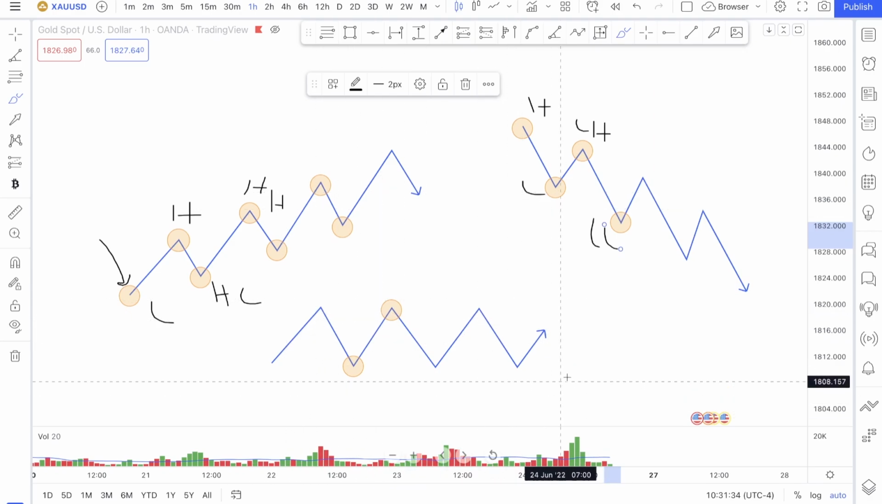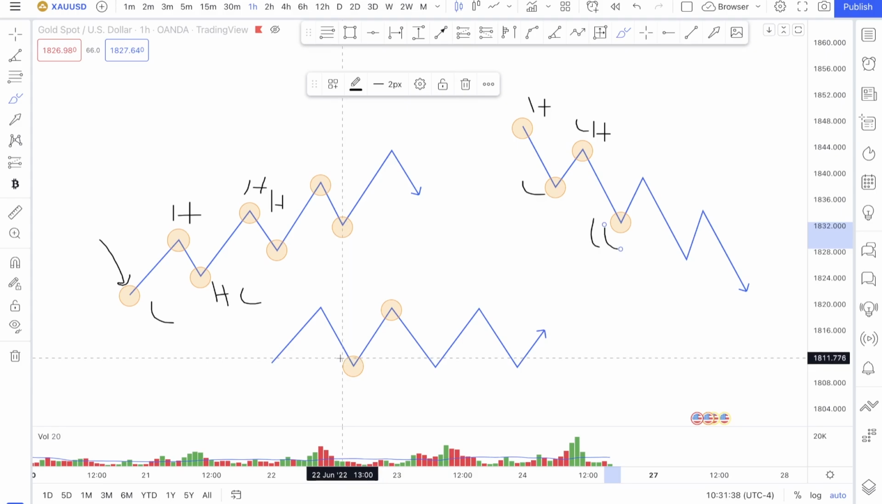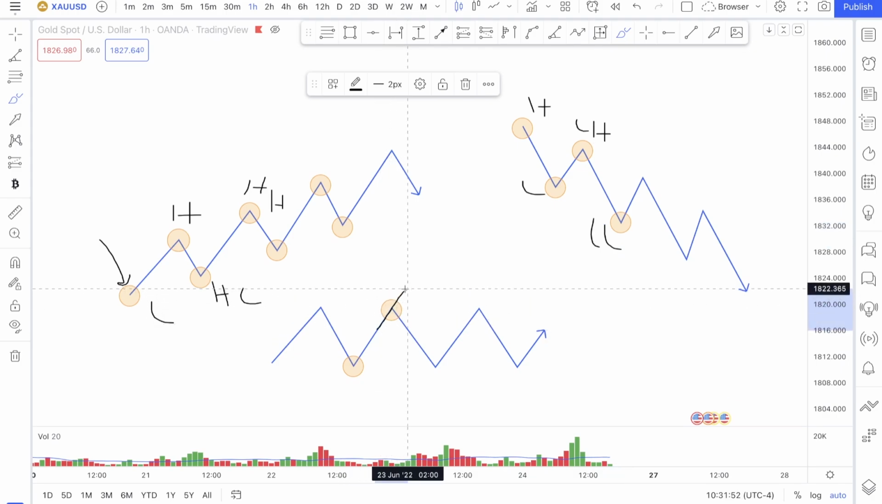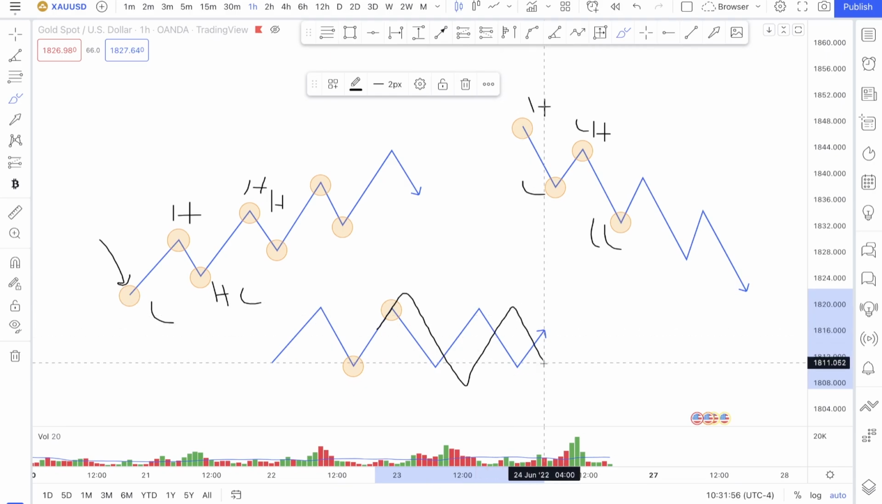Last but not least, the ranging market, the sideways market. It's an area where the price basically bounces between 2 levels, between the upside and the downside, creating equal swing points, almost equal swing points in a perfect world. Sometimes the price has the tendency to shoot a little bit to the upside and shoot below the downside and come back into a range.